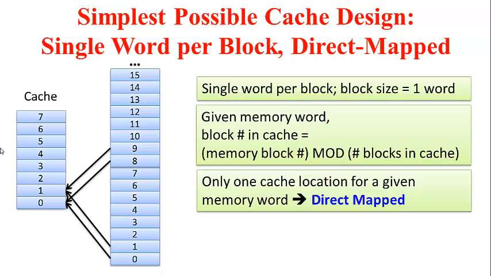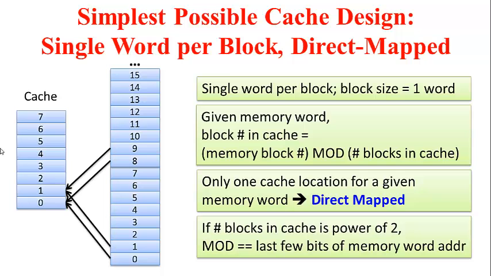This scheme of arranging a cache where only one cache location is available for a given memory word is known as direct mapped. This is because there is a direct mapping from the given memory word address to the location in cache where that particular word can potentially be found. That is, during cache hits, there is exactly one cache location from where a particular memory word will be served to the processor.